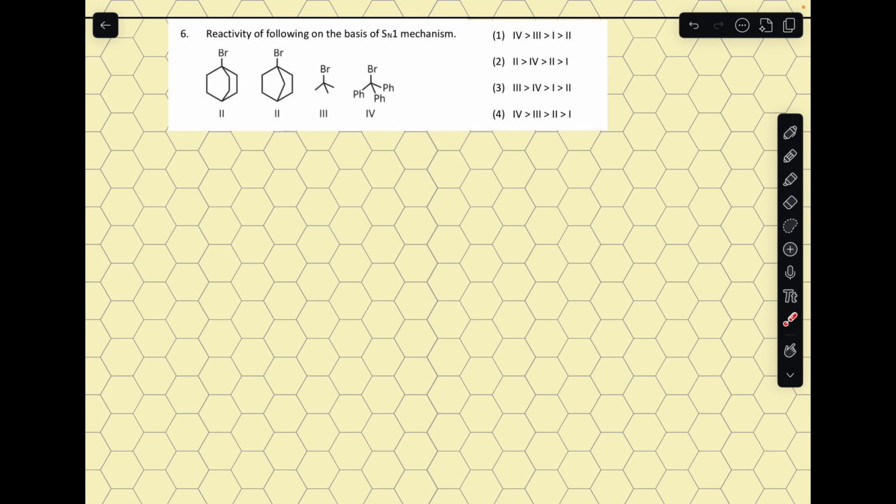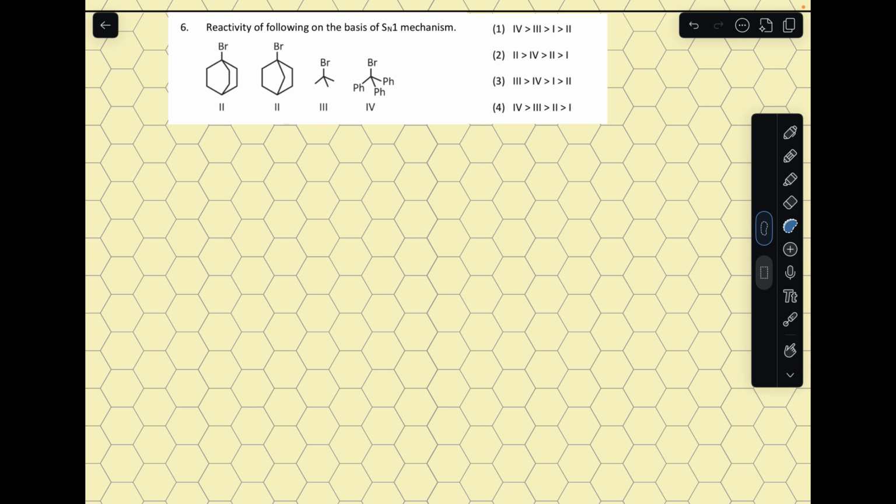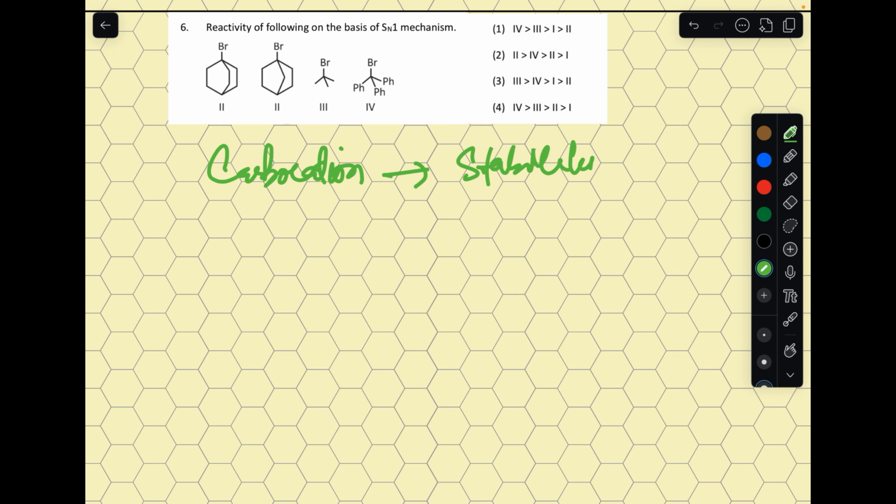As you know, in case of SN1 reactions, there is the formation of a carbocation. So, without looking for the reactivity of these compounds towards SN1 reaction, we would look towards the stability of the carbocation generated here. So carbocation stability will decide which compound will react faster towards the SN1 reaction. So greater the stability, greater is the ease of its formation, and higher is the reactivity of that compound towards SN1 reaction.